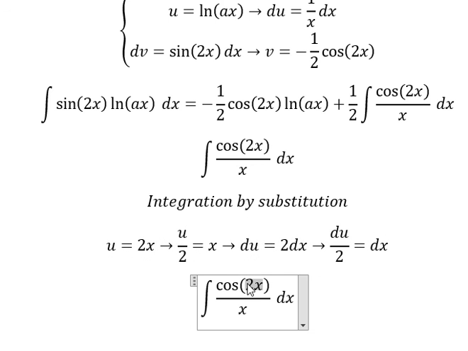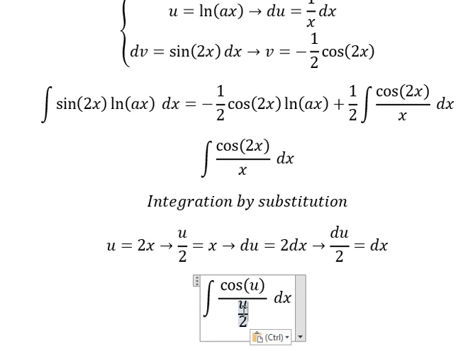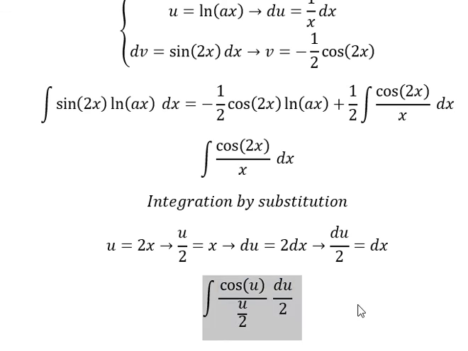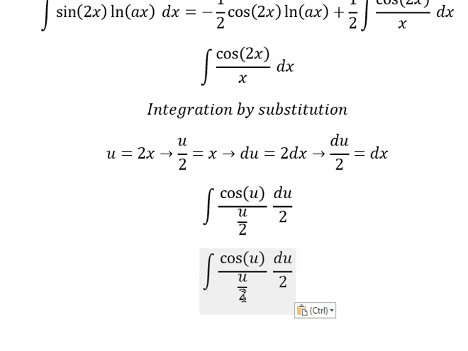So 2s we change to u. s we change to this one. ds we change to this one. Number 2 and number 2 we cancel.